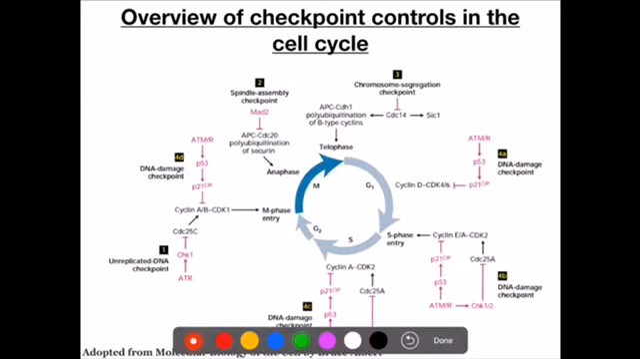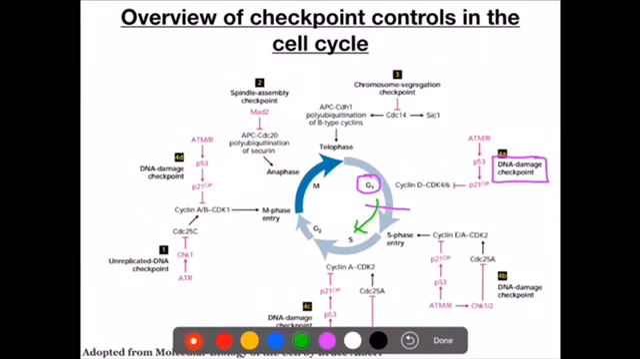In this slide I am going to explain the complete checkpoints of the cell cycle during cell division. We start with the G1 phase. This G1 phase checkpoint is activated when DNA damage is present in G1 phase and arrests the cell cycle in G1 phase. Therefore, the cell cannot progress into S phase.